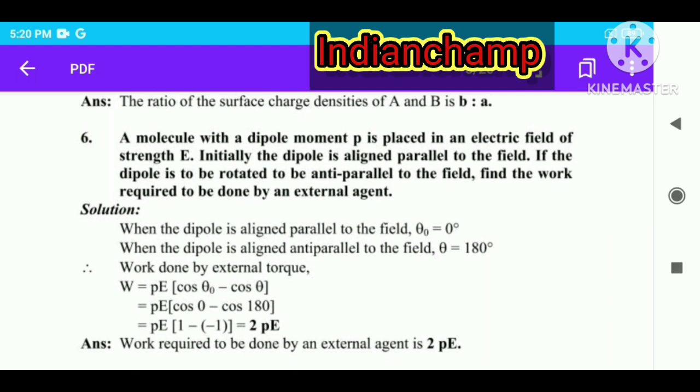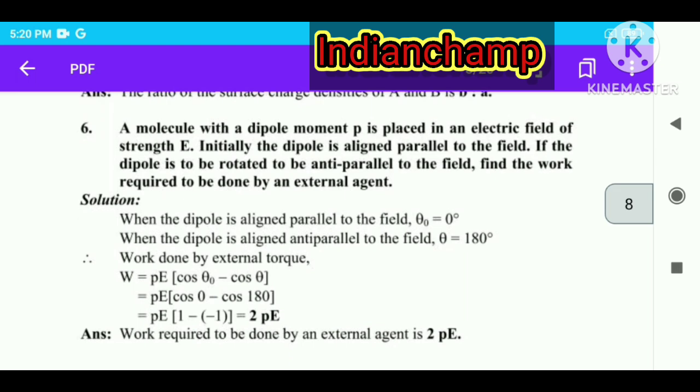Question number 6. A molecule with a dipole moment P is placed in an electric field of strength E. Initially, the dipole is aligned parallel to the field. The dipole is to be rotated anti-parallel to the field. Find the work required to be done by an external agent.